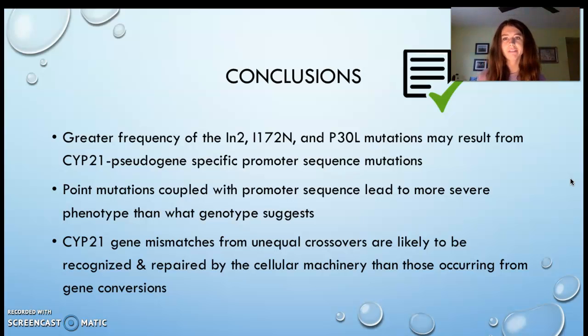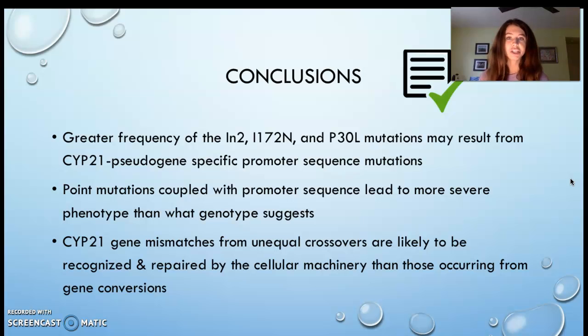The conclusion that I gathered from all the studies I looked at is that the greater frequency of the intron 2, I172N, and P30L mutations may result from them being more associated with pseudogene-specific promoter sequence mutations. Perhaps when a pseudogene promoter sequence mutation is transferred via gene conversion, it is more likely to be transferred with one of these mutations right here. That just seems to be why their frequency could be so high, especially for the P30L mutation.